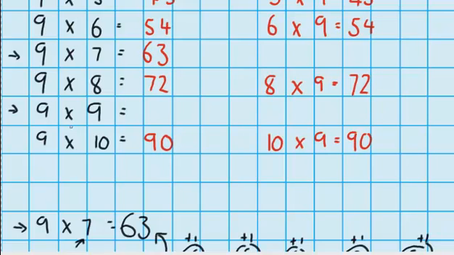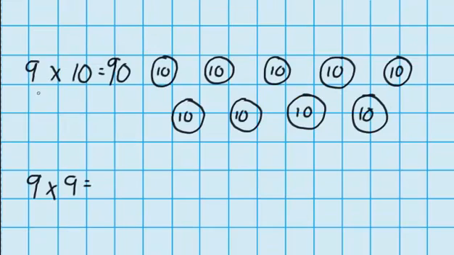So now we've just got one question left, 9 times 9, and I'm going to use 9 times 10 to help me answer that question. Well, you can see here I've got 9 times 10, which equals 90. Here are my 9 groups, and there's 10 items in all of those groups. Now I want to think to myself, how can I change 9 times 10 so it looks like 9 times 9? Well, I'm still going to need 9 groups, but instead of there being 10 counters in each group, there only needs to be 9. So that means I need to take 1 counter away from all of these groups.